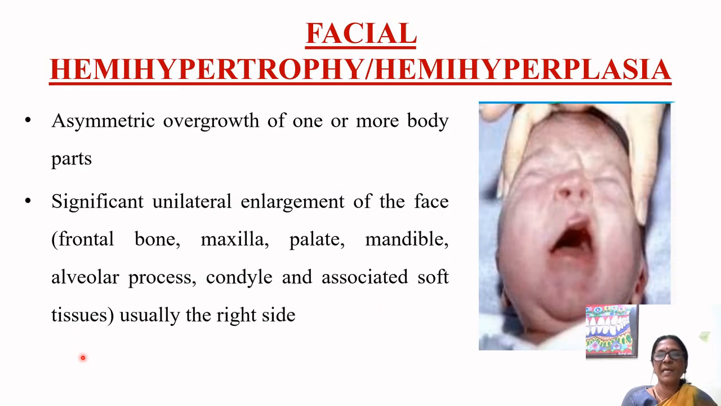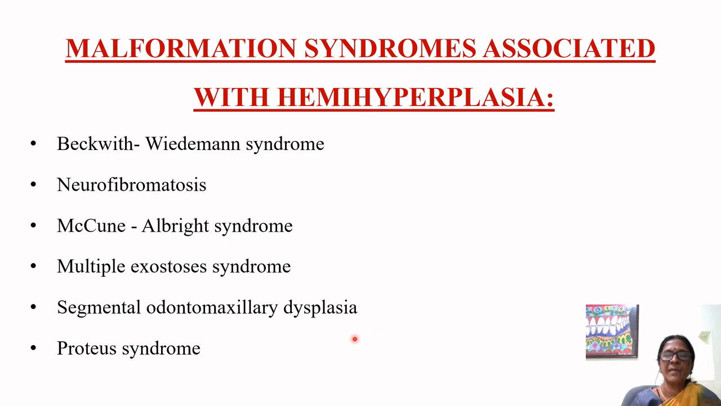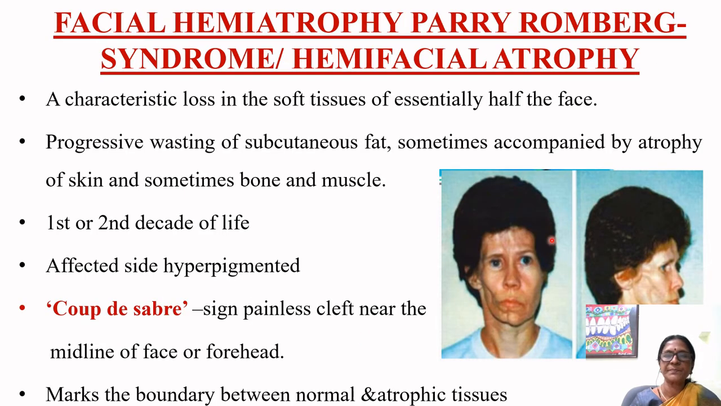Now, facial hemihypertrophy or hemihyperplasia, which is an asymmetric overgrowth of one or more body parts, and significantly unilateral enlargement of the face involving the frontal bone, maxilla, palate, mandible and the alveolar process, and even the condyle and associated soft tissues, mostly on the right side. Malformation syndromes associated with hemihyperplasia are Beckwith-Wiedemann syndrome, neurofibromatosis, McCune-Albright syndrome, multiple exostosis syndrome, and sometimes even the Proteus syndrome.